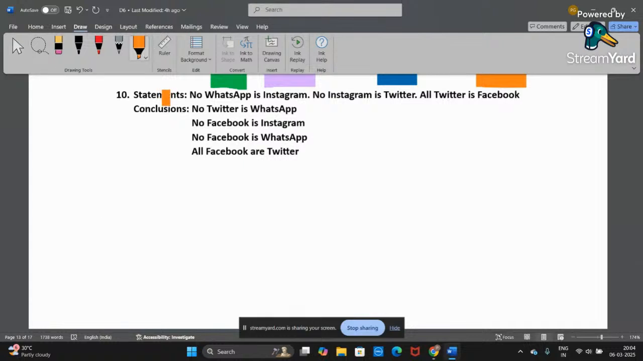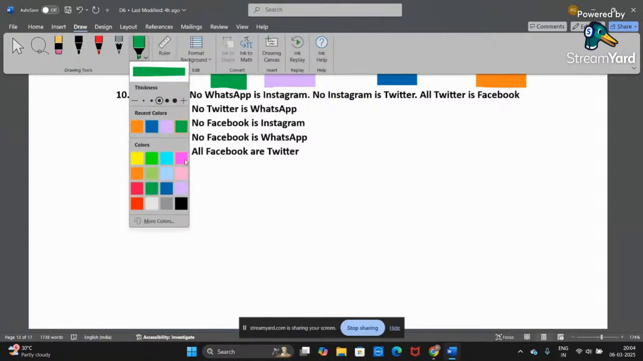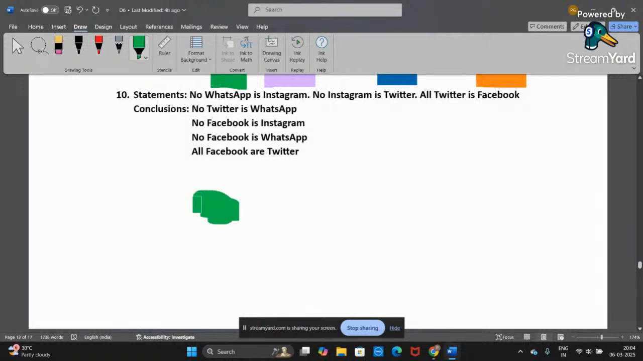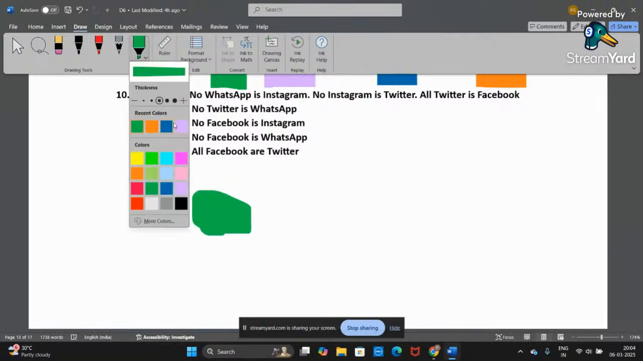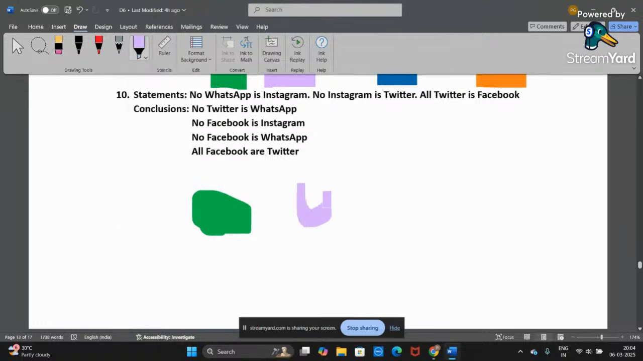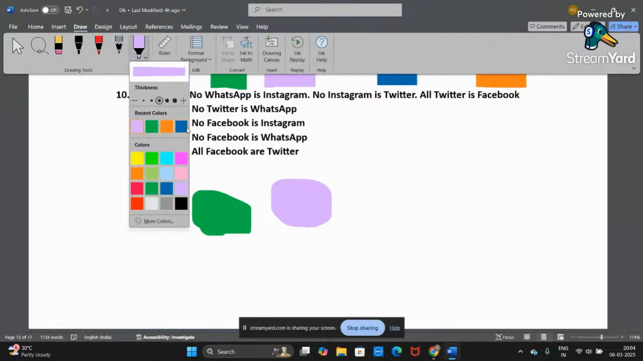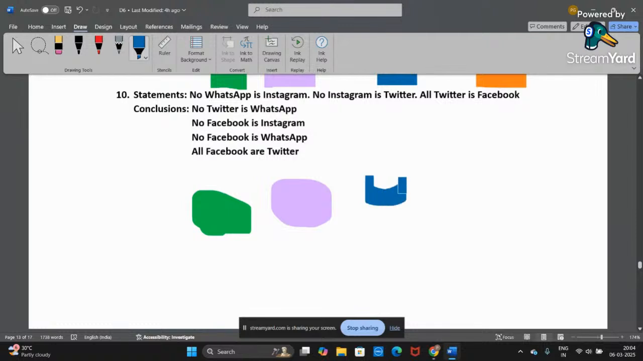Okay, we'll solve it now. Which color is WhatsApp here? Green, right? So, green. No WhatsApp is Instagram. Instagram is purple. So, it is no. So, you're writing separately. So, no Instagram is Twitter. Twitter is indicated with blue. It is given no. So, here in this, we are writing it in separately.